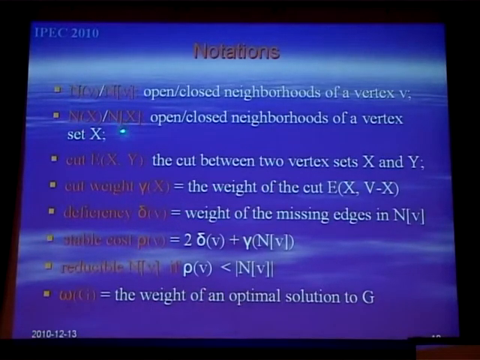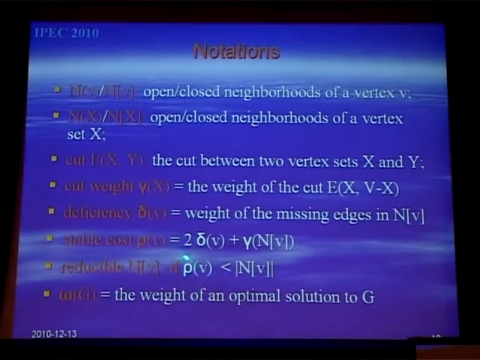Some of them are standard, I guess you all know this. So when we look at the E, we say a cut between them. We're talking about the edges between these two sets. Okay, and then we have the weight of a cut from one set to the complement of it. These three probably are uncommon. So delta, we call this the deficiency. Basically, that means that if in a vertex you want to just add edges among the neighbors of that vertex and make that a clique, that's the amount of cost you need to pay, because those are the number of edges missing in that neighborhood.